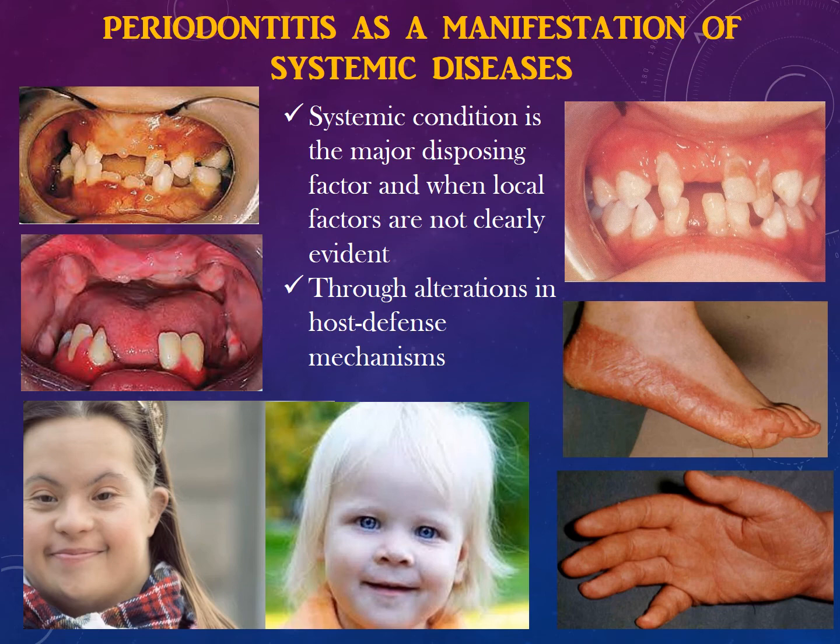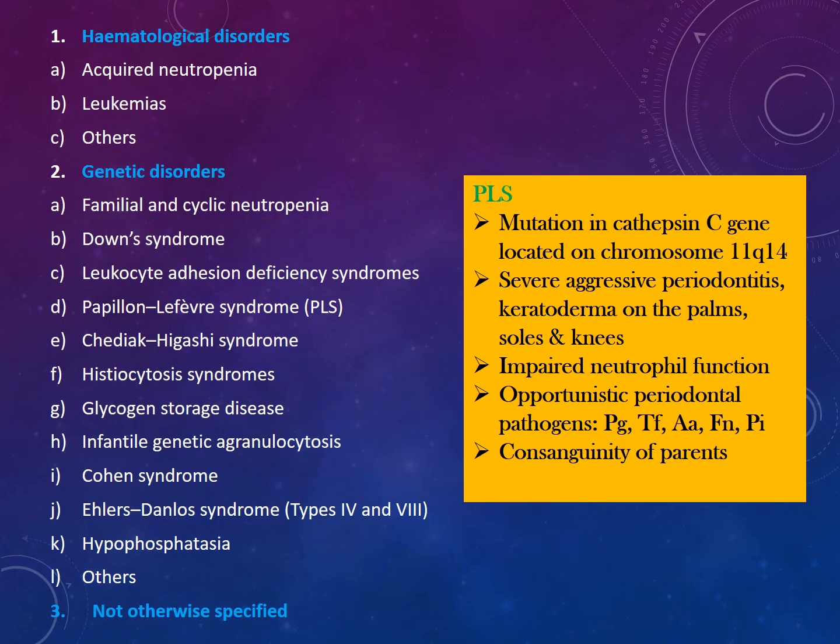The major effect of these disorders is through alterations in host defense mechanisms. The clinical manifestations of many of these disorders appear at an early age and can be confused with aggressive forms of periodontitis, with rapid attachment loss and potential for early tooth loss. Periodontitis as a manifestation of systemic diseases can be classified into hematological disorders and genetic disorders. Hematological disorders involve acquired neutropenia or leukemias.